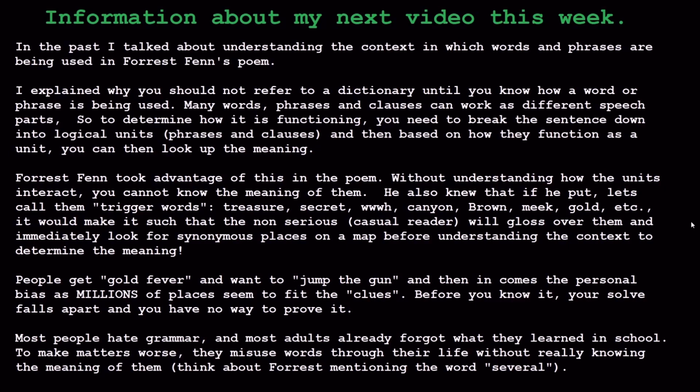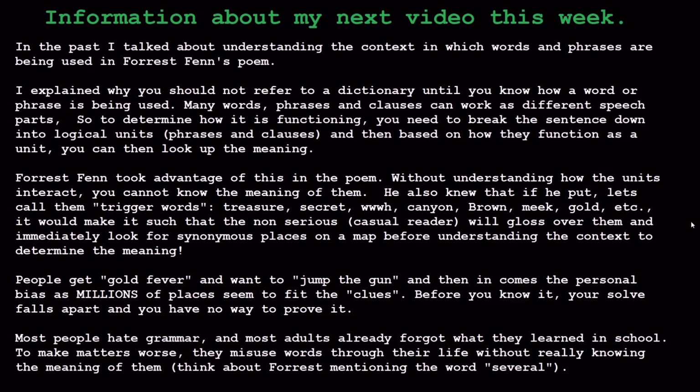And to make matters worse, as life goes on, you continue to misuse words, okay? You don't really know the meaning of them. Forrest Fenn mentioned the word tenacity in the book. And then in the video at Moby Dickens, he discusses looking up the word several. And then he asked people in the audience, and 100% of them got the meaning of the word wrong.